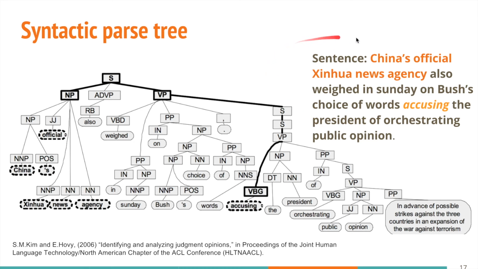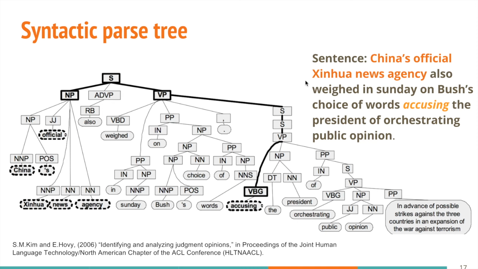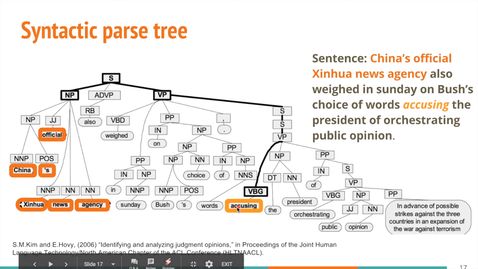Now, here is the original sentence, and this entire tree structure is a syntactic parse tree generated for this sentence. From manual inspection, you can see that in this sentence, China's official Xinhua News Agency is the opinion holder of the opinion accusing. So right now, our goal becomes to find out the correct NP noun phrases, because you can see there are several of them, this NP and this NP. We need to find out the correct NP for this opinion, which is a verb, accusing. So how do we do it?